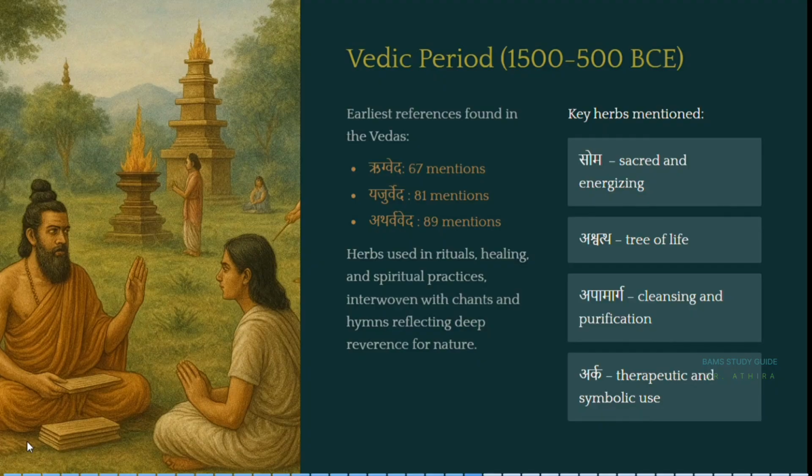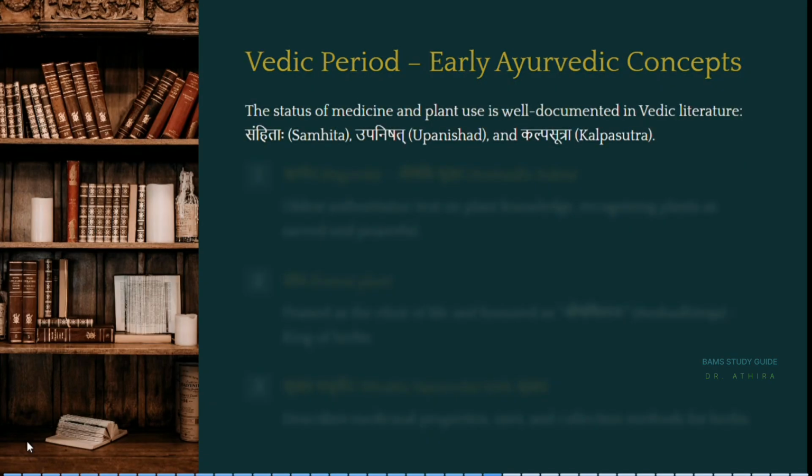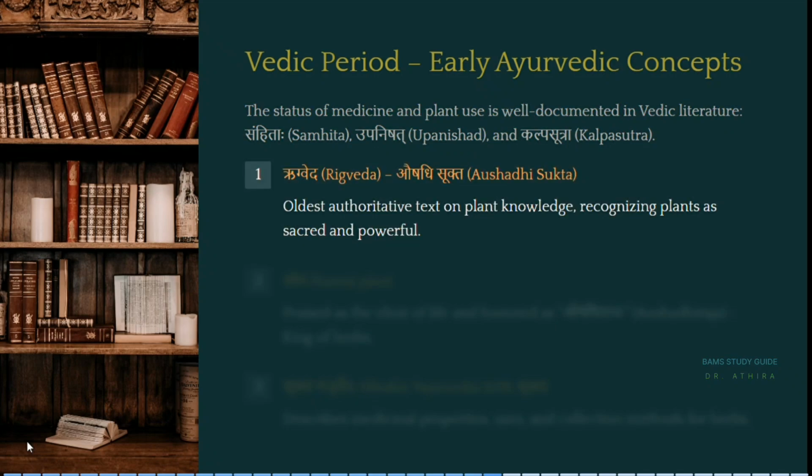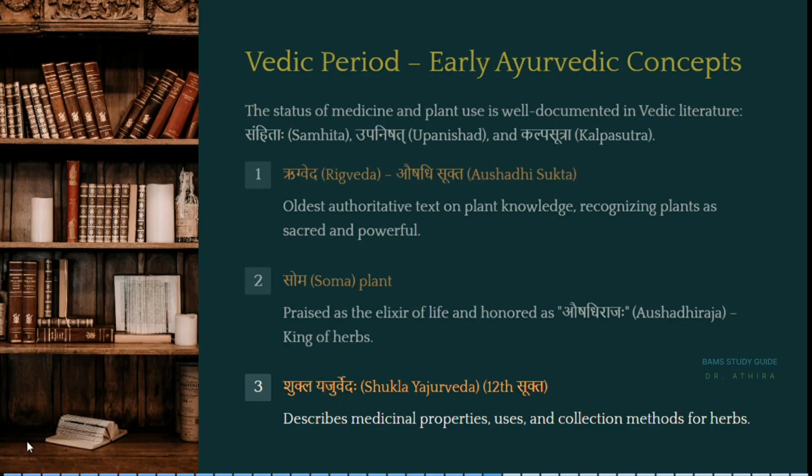Vedic period, early Ayurvedic concepts. During this period, the use of medicine and plants is well documented in Vedic literature like the Samhitas, Upanishads, and Kalpasutras. The Rig Veda includes the Oshadhi Sukta, one of the oldest references that recognizes plants as sacred and powerful. The Soma plant is especially praised as the Aushadhi Raja, meaning the king of herbs. The Shukla Yajurveda also describes the medicinal properties, uses, and methods of collecting herbs.